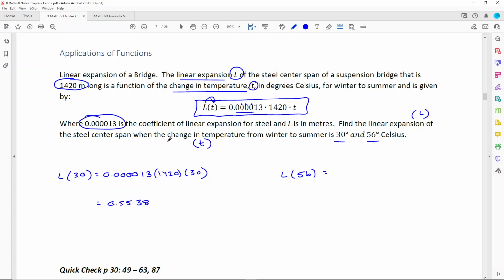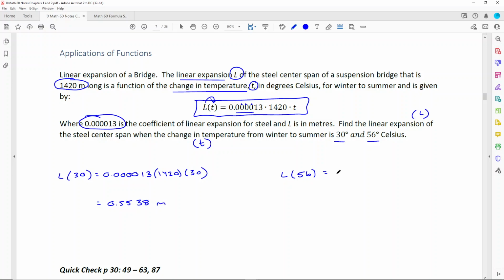0.5538. Now this didn't tell us what to round to, so I'm just going to keep it all. It's usually pretty safe to say one decimal place if they don't specify, but if I don't specify, I won't expect you to know. And so whatever you give me, I'll take. So what that is, when there's a 30-degree temperature change, your steel will expand by 0.55 meters, or 0.5538 meters.